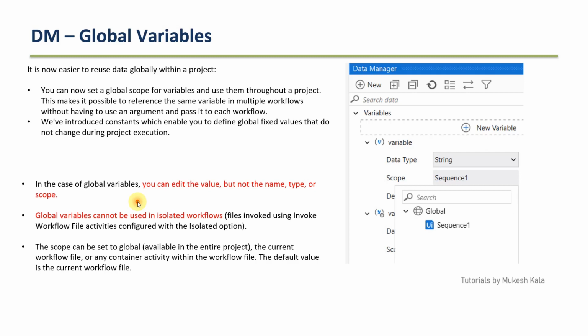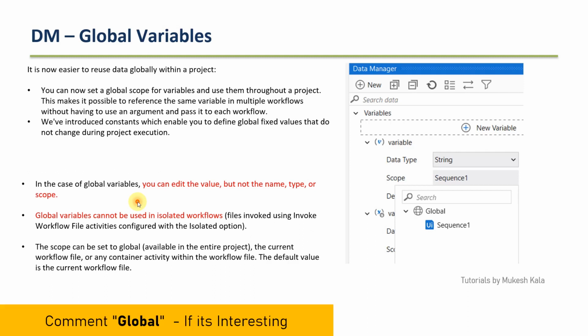Okay, so I hope you understand what exactly a global variable is, how you create it, and how you pass it across to the different XAML. This is one of the best updates which I found in 2021.10. There are other good updates as well, but let me know your thoughts on the global variables. If you like this feature, just comment global in the comments. Okay, let's move forward.